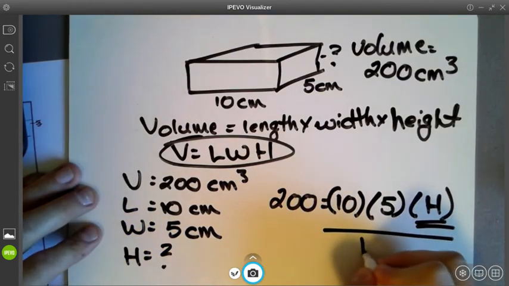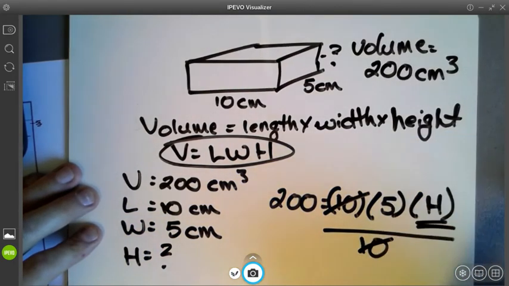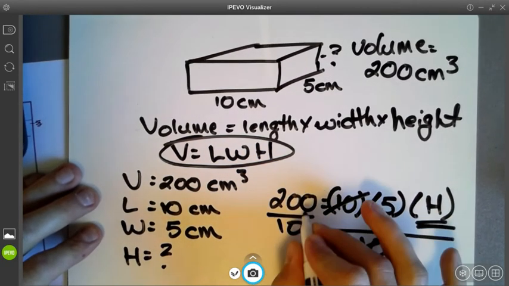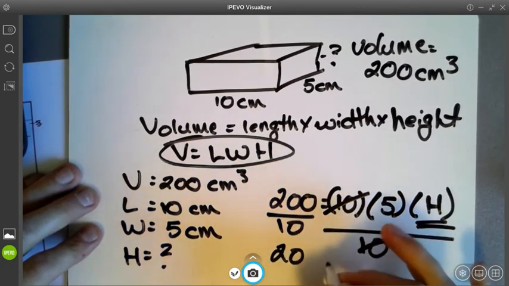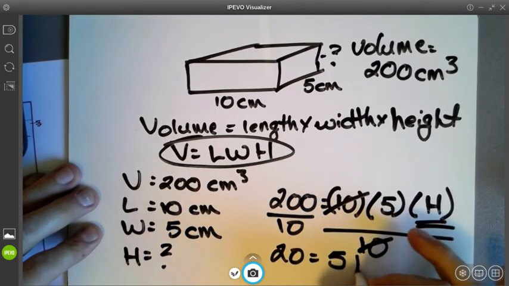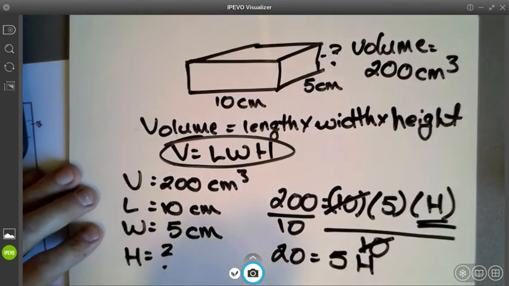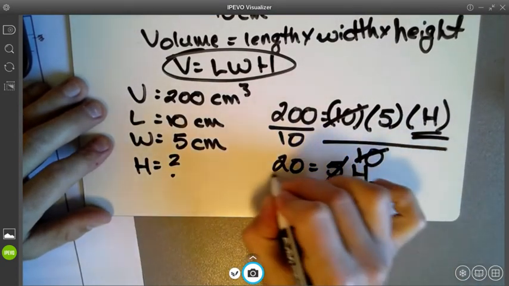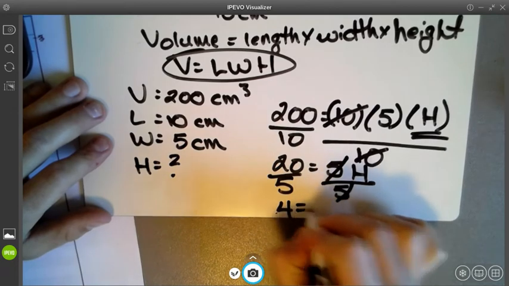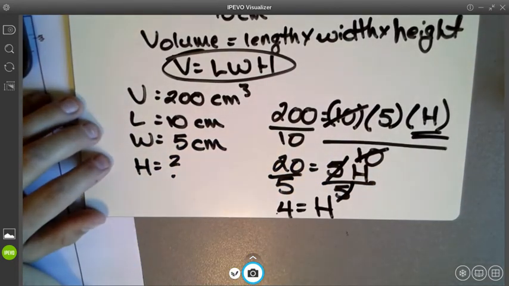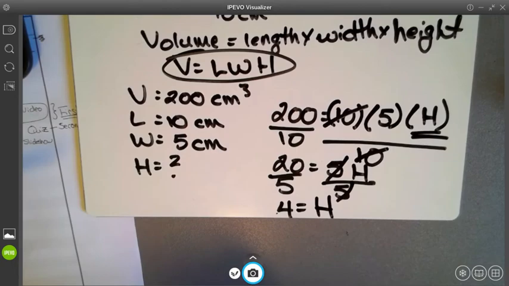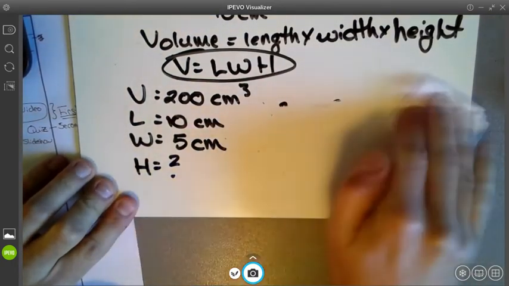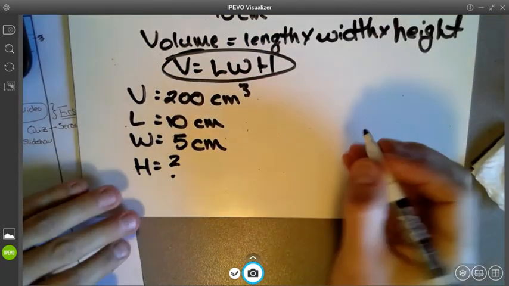So we divide by 10 to get rid of the 10 on that side. We divide 200 by 10. That gives us 20 equals 5h. We want to get the h on its own. So we divide both sides by 5. That gives us 4 equals h. So we've just figured out that our height is 4 centimeters.